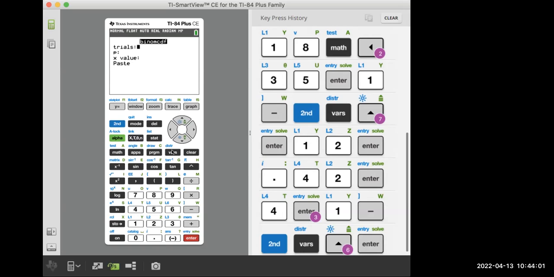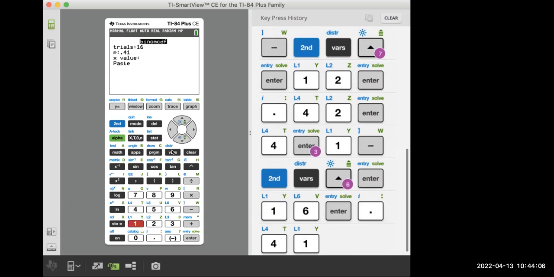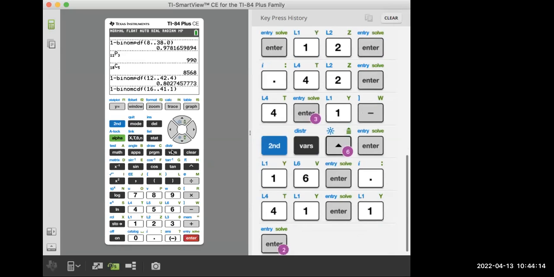I have 16 trials. The probability of success is 0.41. And I want to get rid of everything less than or equal to 1, so in order to get everything greater than or equal to 2. And so I get 0.99738732. Let me type that into my iPad.